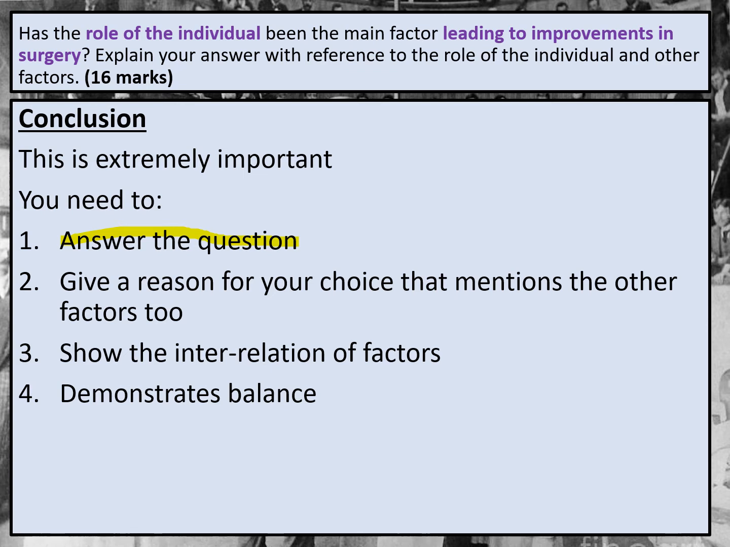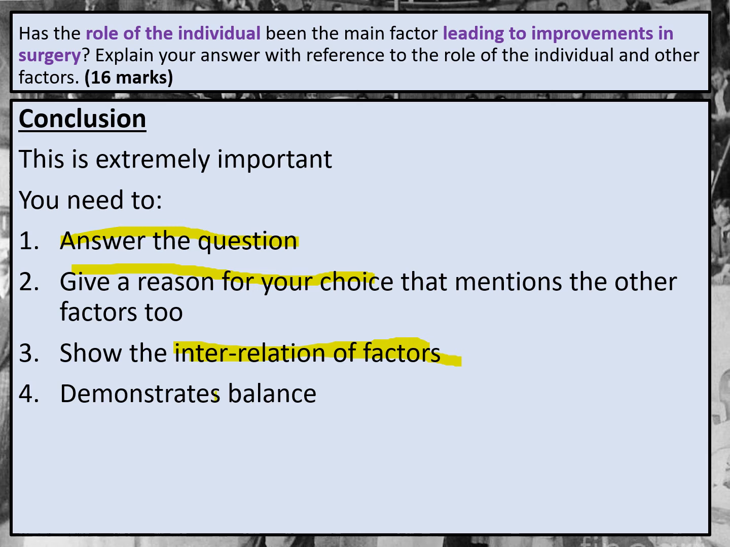And then you give a reason for your choice that mentions the other factors too, but trying to show those interrelations of the factors. So acknowledging that the individuals, for example, may not have been able to do what they did had it not been for war or had it not been for the science and technology around at the time. Show that you have understood why you've chosen what you've chosen and how those factors relate to each other. And when it comes to surgery, all three of those factors that we've chosen are completely interrelated, which means you should be able to make reference to that in your conclusion.